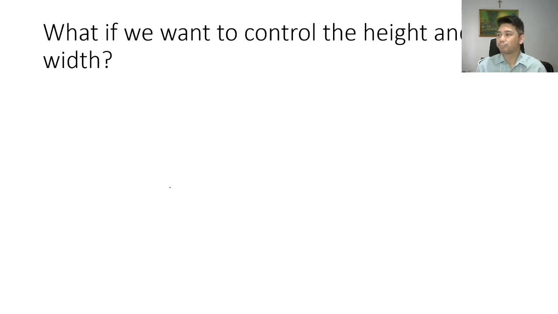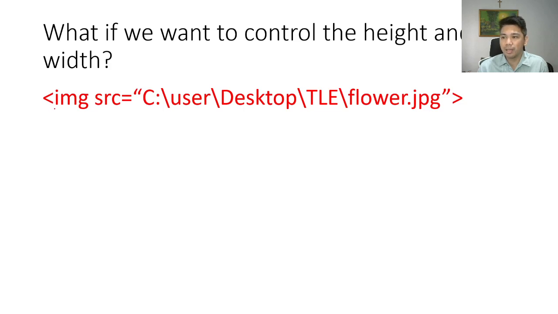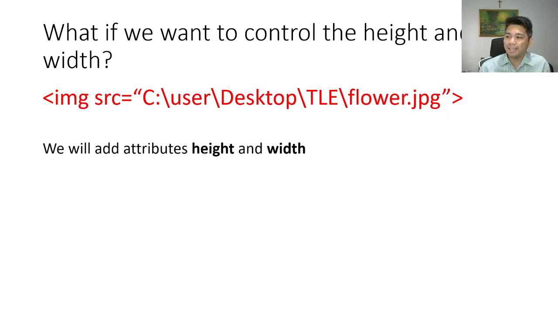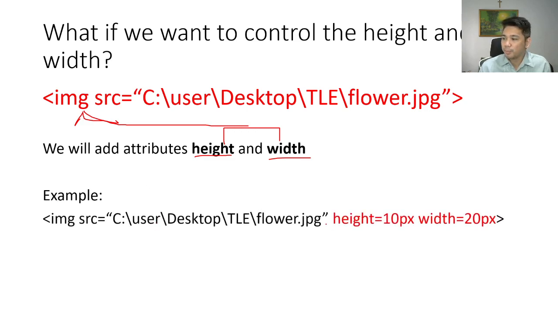All right. So now what if we want to control the height and the width of an image? So again, going back, this is the actual markup tag for it. We will add attributes height and width for the image tag. So these two will be written inside the image tag. So let's take a look at the example. In this example, we added height. It gets 10 pixels and width 20 pixels. Let me write that down.